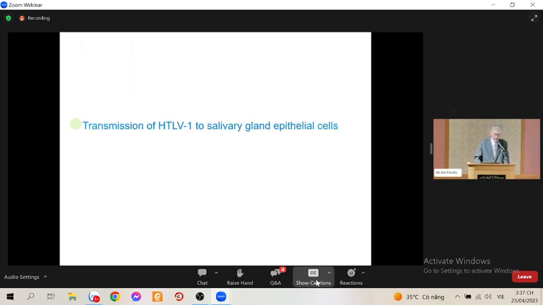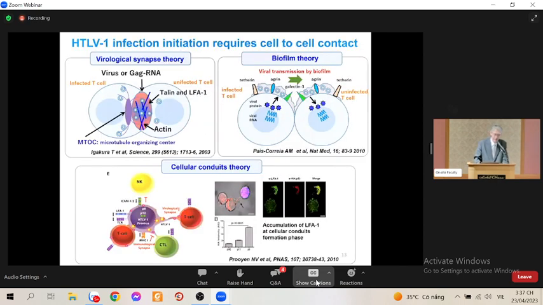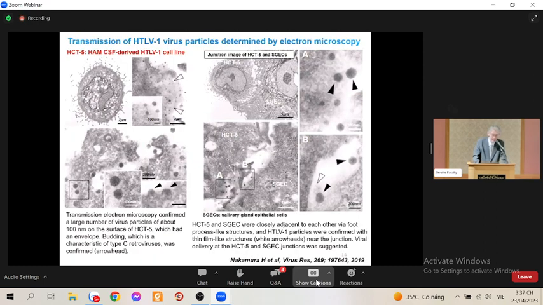The next question is transmission of HTLV1 to salivary gland epithelial cells. There are some theories to show the cell-to-cell contact between HTLV1 infected lymphocytes. So we focus on the biofilm theory among them. Left panel shows HCT5. This cell line from CSF, and on the surface of HCT5, there are many 100 nanometer HTLV1 virions by electron microscopy.